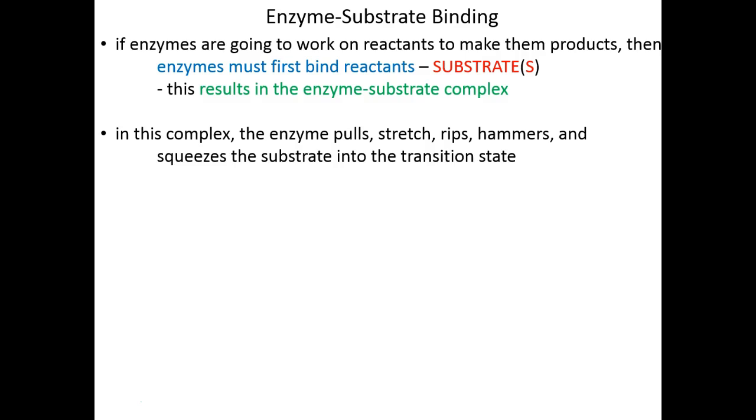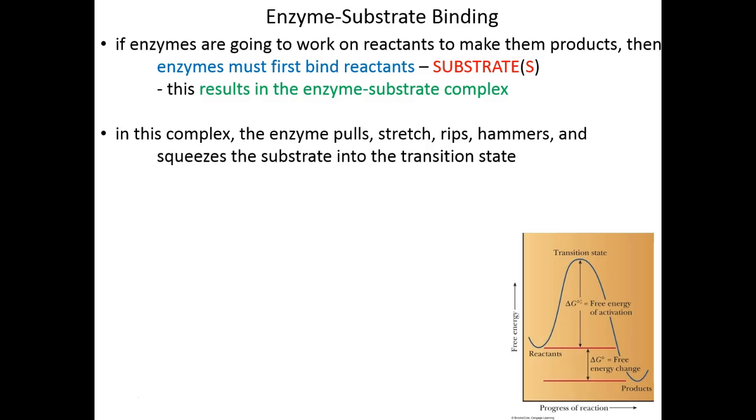Now, the enzyme will start physically pulling, stretching, ripping, hammering, pummeling, and squeezing that substrate molecule or molecules until they become transition state. This is the energy or work that would have been needed from the universe, but now the enzyme is doing that work instead. This is how the enzyme lowers the energy of activation. It is doing some of the work that the universe would have otherwise had to invest into the reaction.